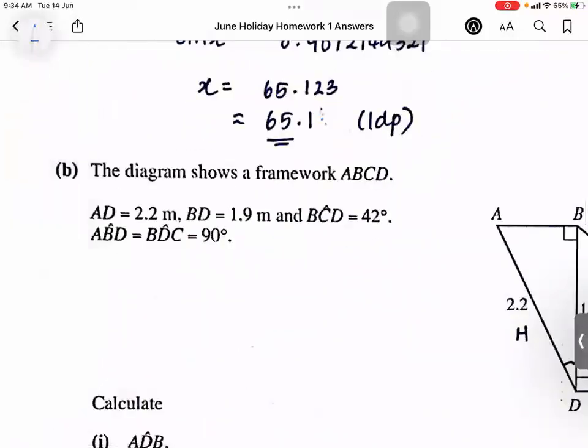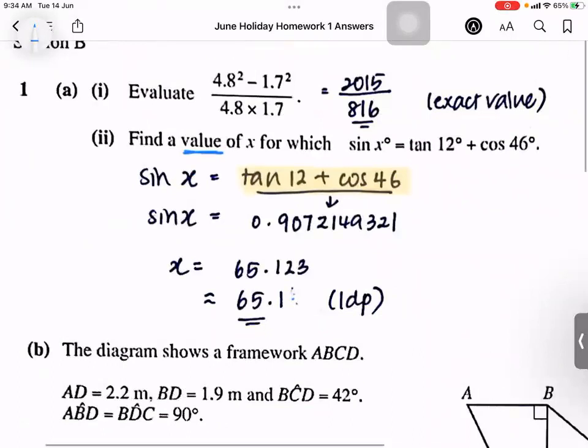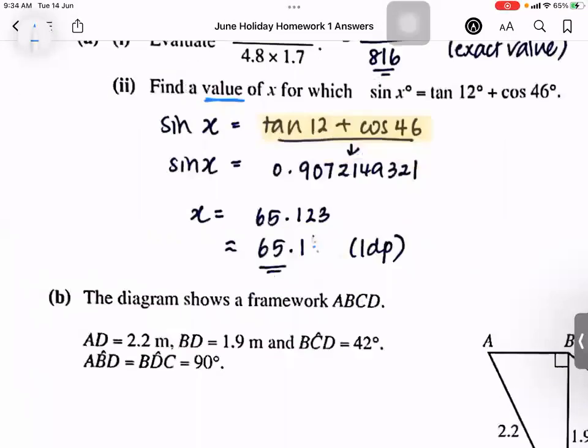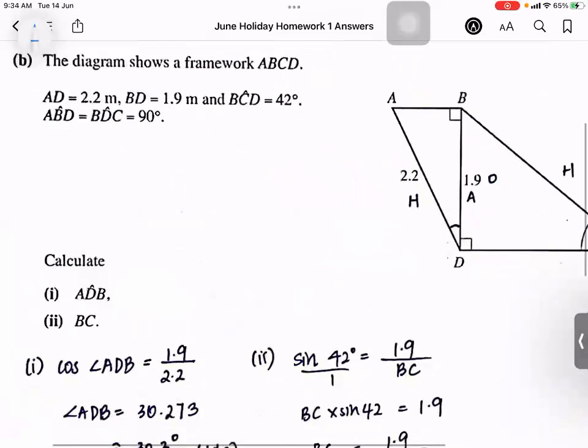Okay, next one. Just now somebody said section B, right? Oh, question 1, A part 2. A part 2, this is the question. Yes. All right, so just calculate the value only, that's all. All right, sine inverse. Next one, the diagram here shows the framework.